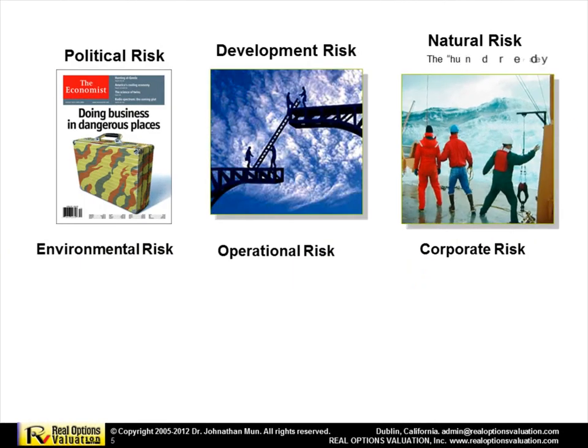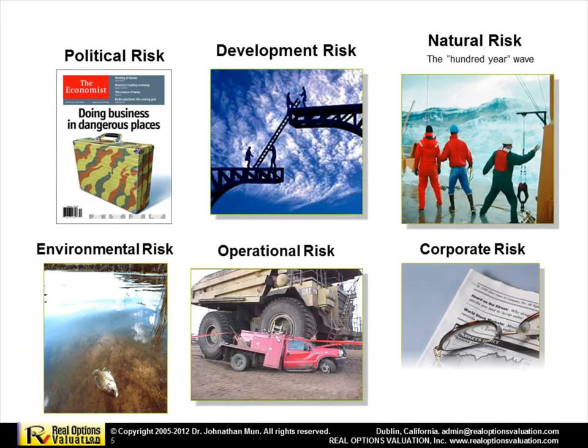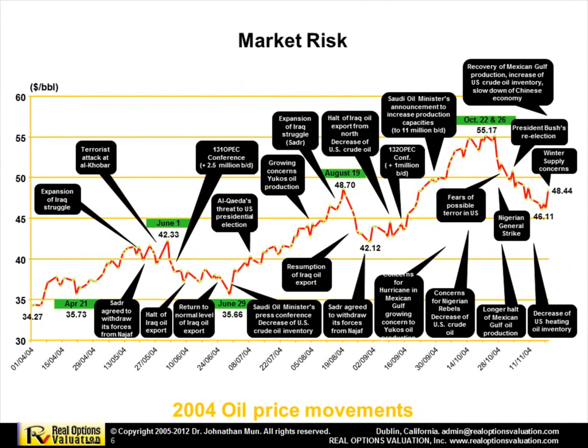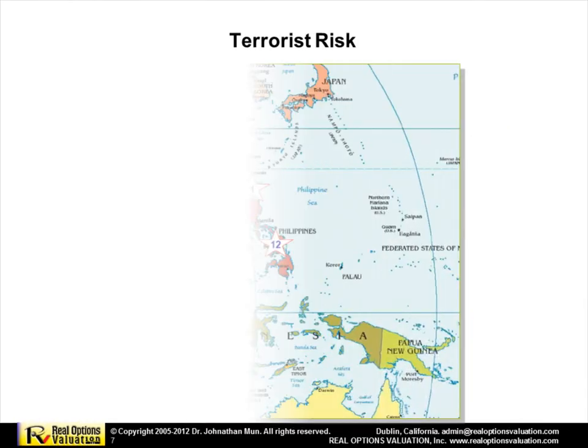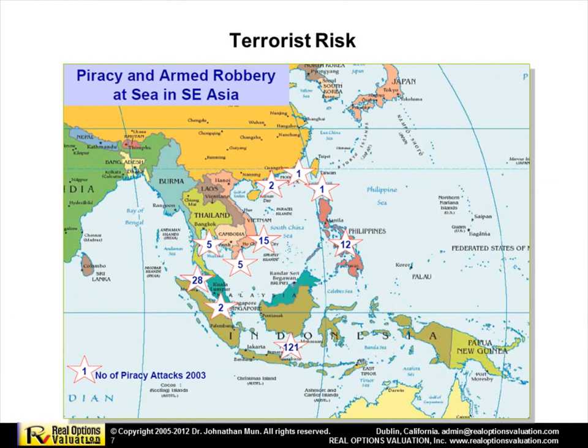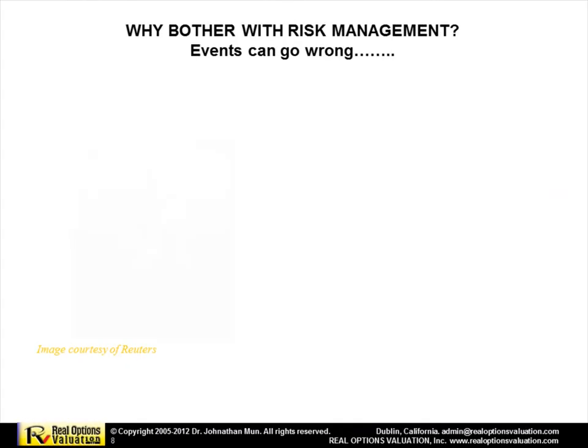So there are different types of risk: political risk, development, natural, corporate risk, operational risk, technical risk, environmental risk, all different types of risk. You may have market risk. This is the price of oil over a couple of years. So things can actually fluctuate significantly. That's risky. That's uncertainty. Terrorism risk on the high seas in Southeast Asia. These are a number of piracy attacks, or pirate attacks, and so forth. So a lot of uncertainties.